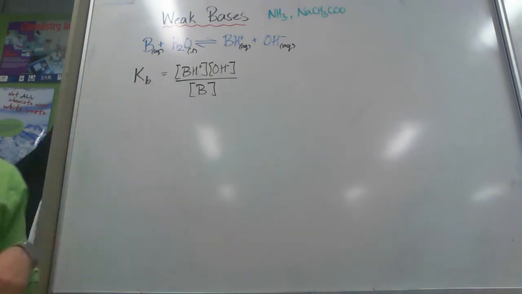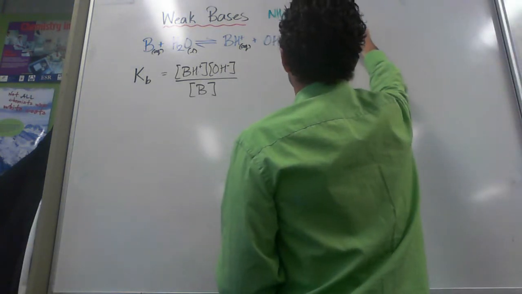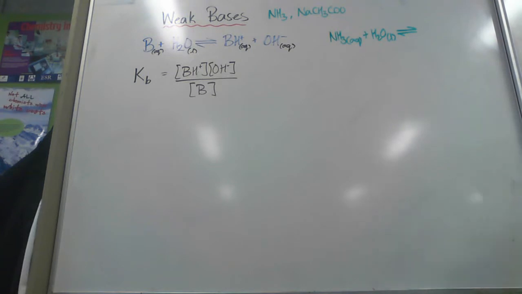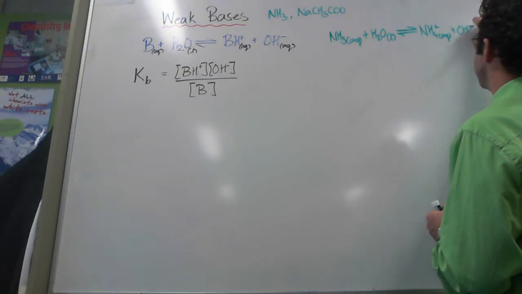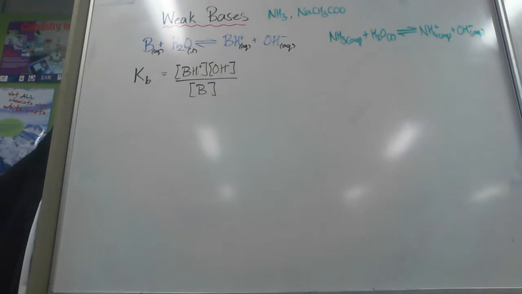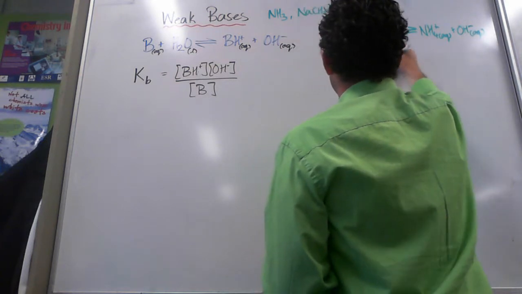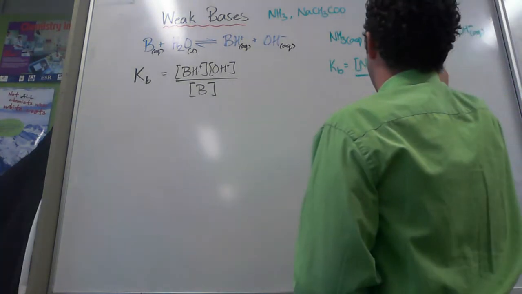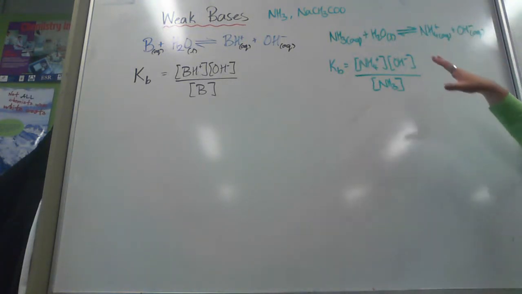So what I'm going to do is next to this, I'm going to do the same thing for ammonia. So I'm going to give you the ammonia equation and the ammonia Kb expression. So when ammonia dissolves in water, it doesn't just dissolve, it dissociates to make the ammonium ion and the hydroxide ions. So my K expression for this one is ammonium times hydroxide, the concentration of those two, over ammonia. So that might make this one in black make a little bit more sense using actual chemicals.